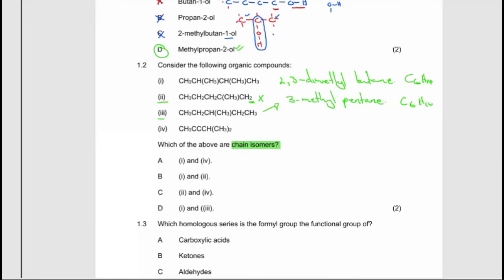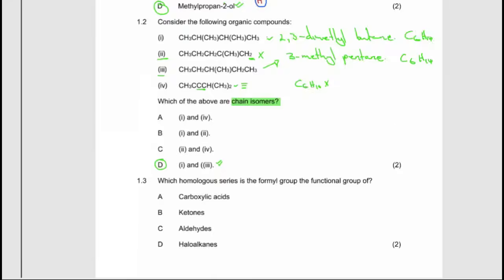Having said that, if we look at option 4, because we're having a triple bond, it's more of an alkyne. And from the molecular formula, I can say C6H10, therefore it is incorrect. So the correct options are option 1 and 3. So the correct answer for number 2 is D, this is 1 and 3. They've got the same molecular formula, but a different structure.